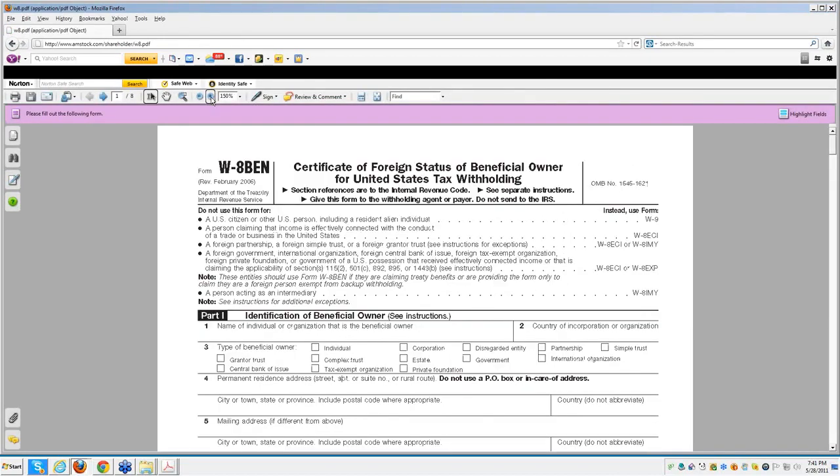It's not on that one either. But see, it's not there, is it? No, because that's for a foreign status of a beneficial owner, where the other one was certificate of foreign status, non-resident alien. Did you catch that subtly, class members? Make sure you're filling out the right W8BEN form.